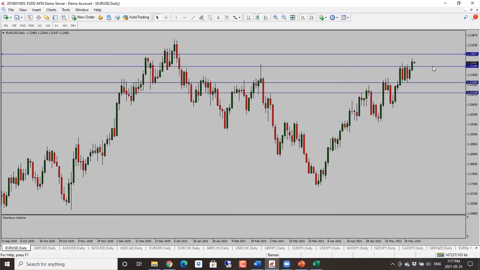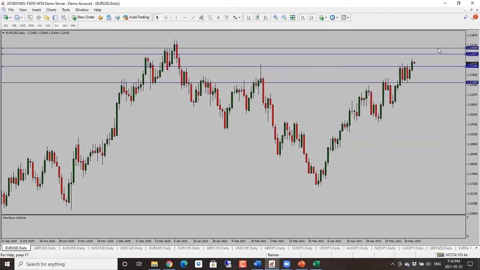We could get a pullback all the way into 1.2230 here, and then a further move to the upside. So as long as it holds above the support level, I'd be looking for the next leg higher here. So bullish bias, first target is 1.2280. And then beyond that, we are looking at 1.2310. So bias is bullish for euro dollar.